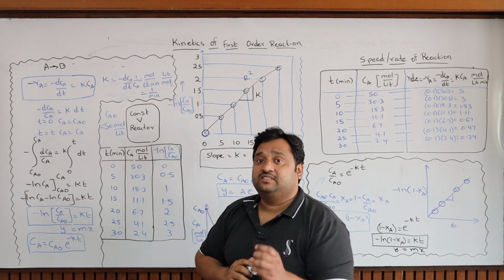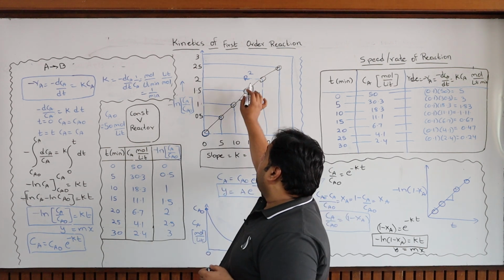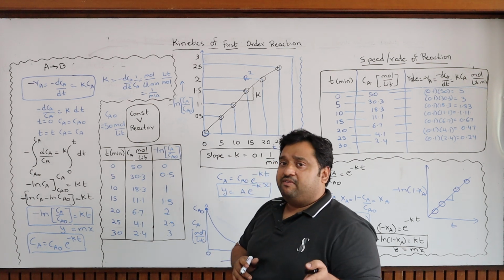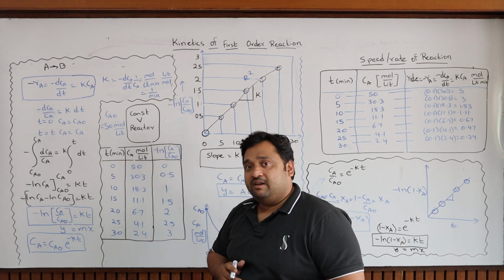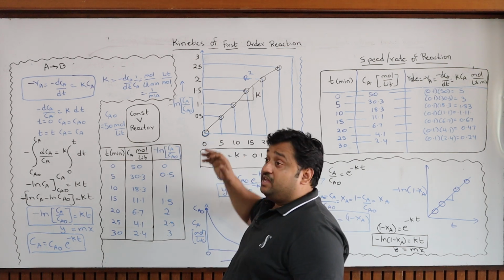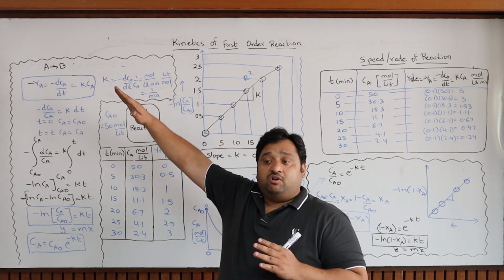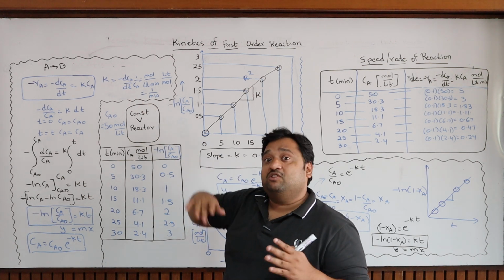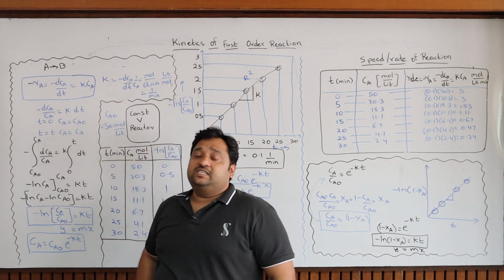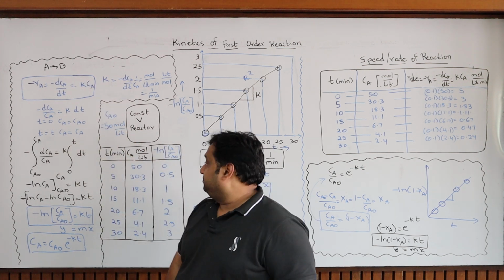If they are aligned on the same line, if you plot in Excel and measure the correlation coefficient, the r square value is more than 0.99. Then I can say that the experiment is also first order, my assumption of the model is also first order, then both are the same, so I can say that the reaction is a first order reaction.